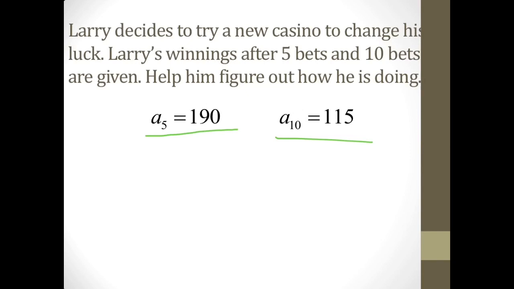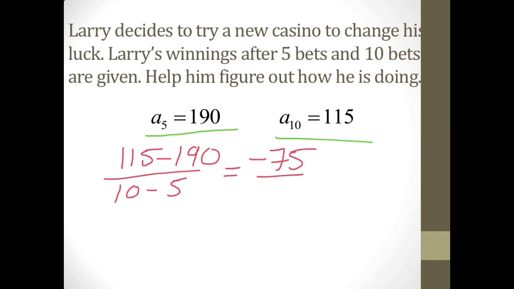So we're going to follow a specific formula. We're going to be subtracting the terms, so 115 minus 190 divided by 10 minus 5. And once you subtract your terms, you're going to get your common difference. So 115 minus 190 is negative 75. And 10 minus 5 is going to be 5, which gives us negative 15. So Lucky Larry is winning $15 less every turn.